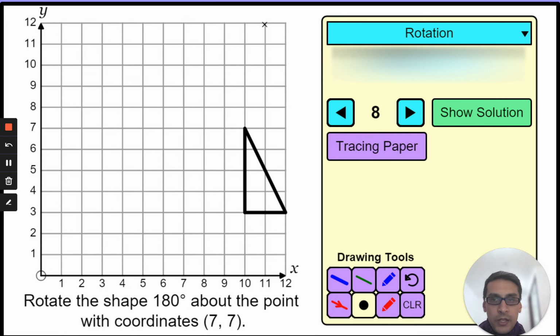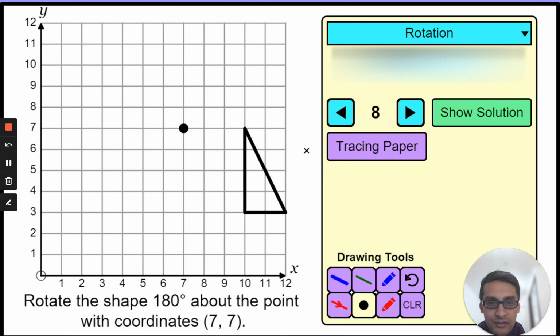Okay, question 8. Again, if you don't have the sheet with you, just sketch this out and you can then practice on any square paper that you have. Rotate the shape 180 degrees about the point with coordinates 7, 7. So first of all, we're going to need to work out where 7, 7 is. So I'm going to go 7 along, 7 up.